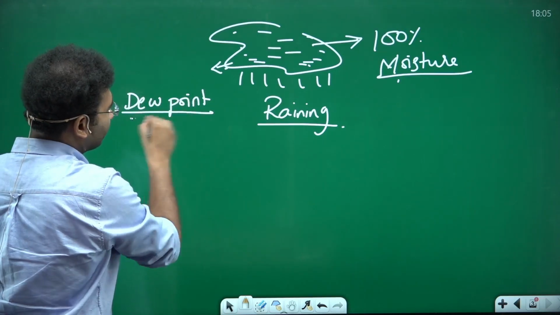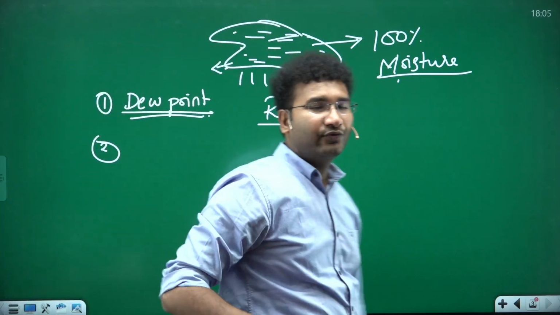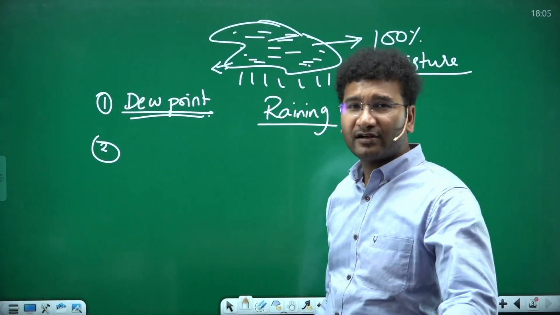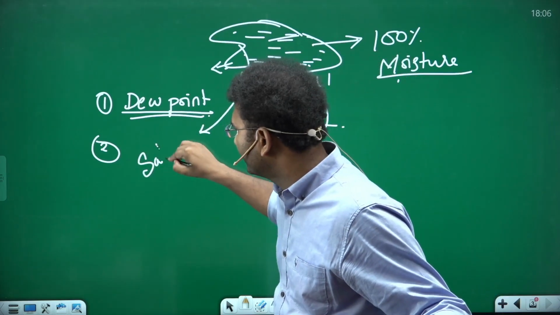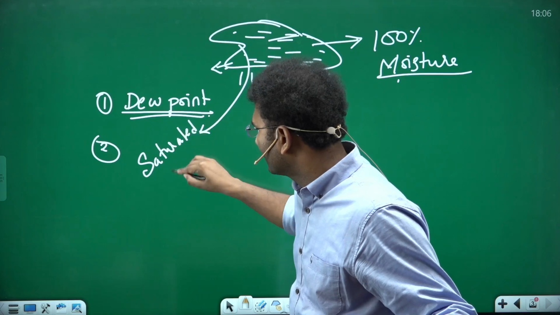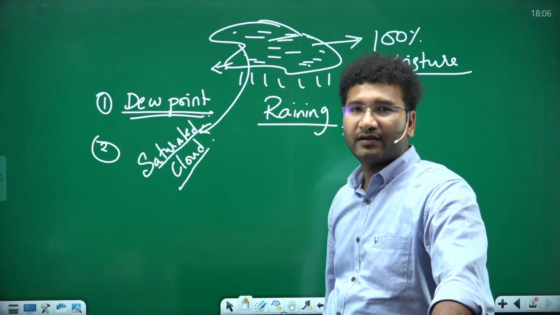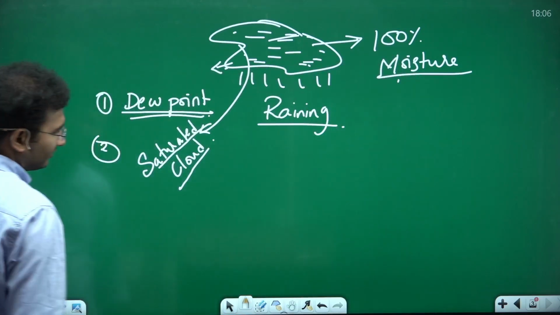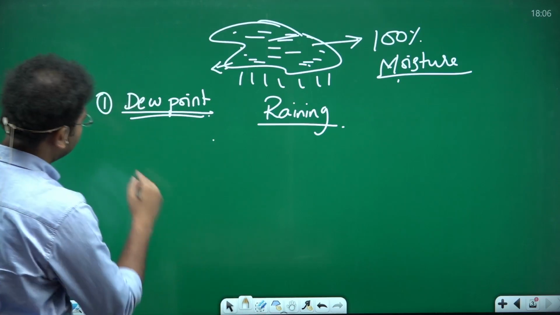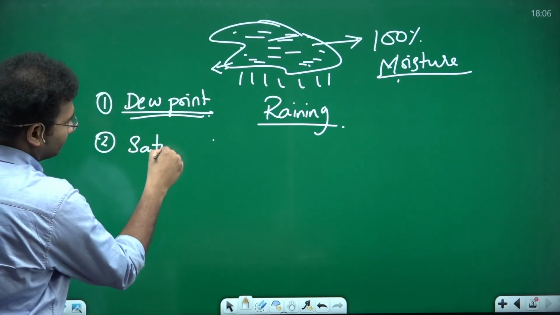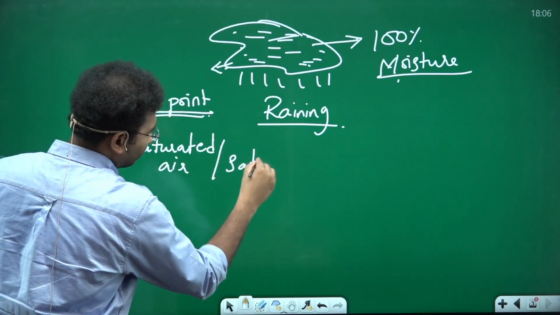Dew point is the temperature. Whereas the condition when the entire cloud is full with moisture, this condition is called a saturated cloud or saturated vapor. Right? This is called saturated vapor. Saturated air or saturated condition.